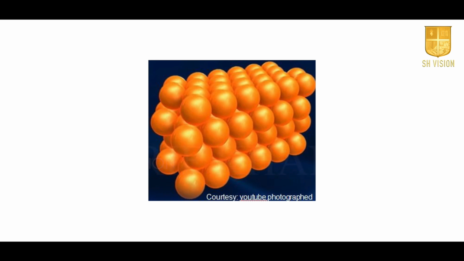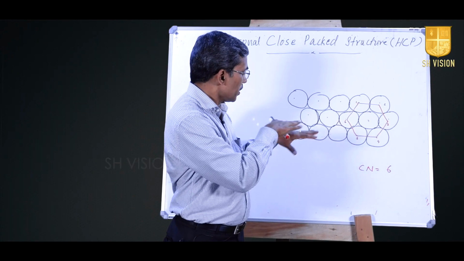In that case, again, the first and third layer will be aligned identically, the second and fourth layer will be aligned identically, but these even numbered layers and odd numbered layers will have a little different alignment. So, there will be an alternate alignment.